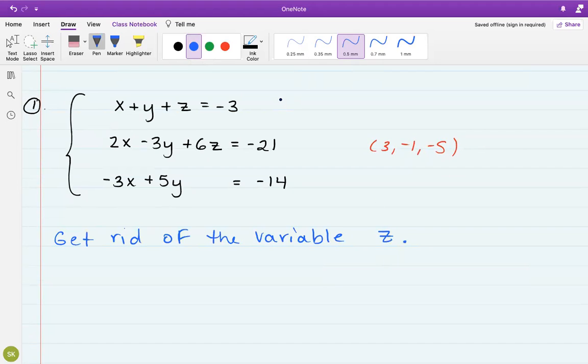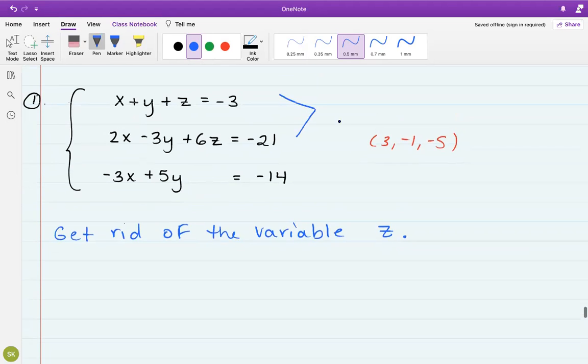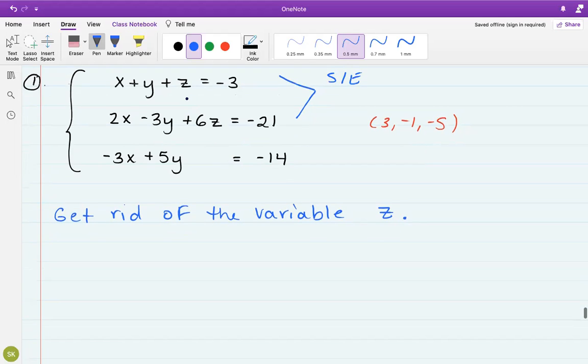Okay, so to do that, I'm going to take these first two equations and I'm going to choose either substitution or elimination. It doesn't matter which one you choose. I'll do it both ways. So I'm going to get rid of z. The first way I'm going to show you is using substitution. To get rid of z, we solve one of the equations for z. The one that's easiest to solve for z is the top one, because if you solve this one for z, you have to divide by 6.